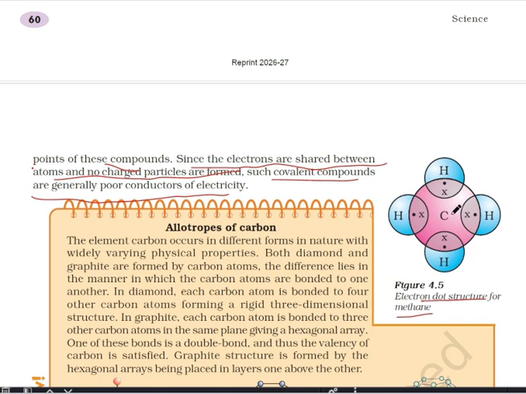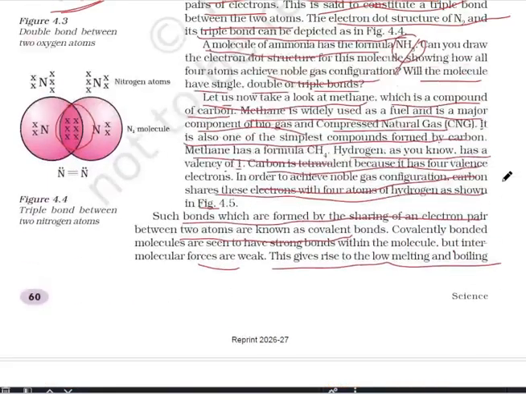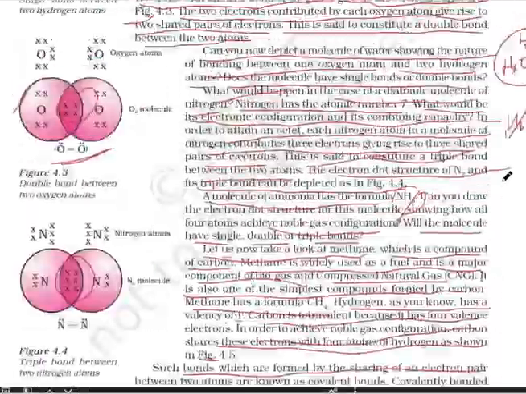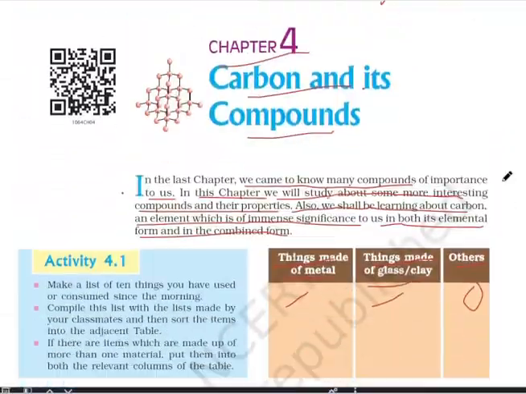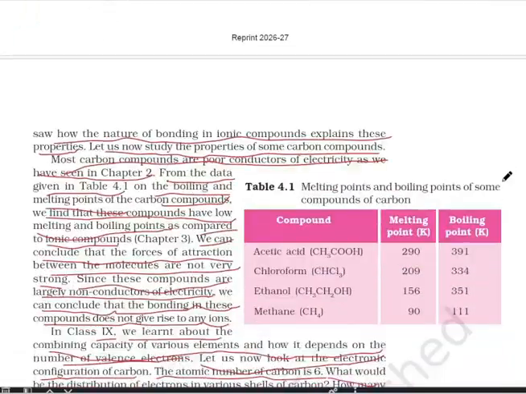And this carbon is sharing its extra electrons with the other ones. So this forms and this forms, and it becomes the electron dot structure of CH4. So I hope you understood the introduction to carbon and its compounds.